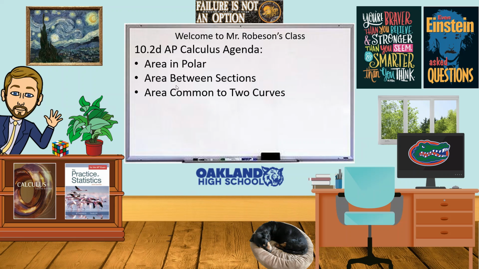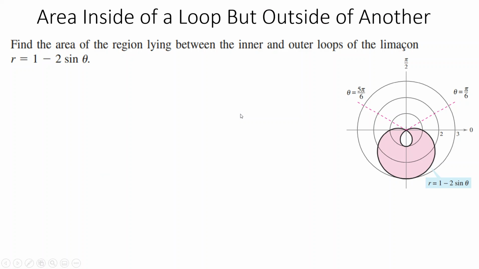So we're looking at the area between two sections, or the area common to two different curves in polar. When we were working with functions, it was always just the top curve minus the bottom curve. But now that we're working in polar, sometimes the top curve and the bottom curve are part of the same curve, and we just need different times that we're in each section. So the bounds just kind of change.